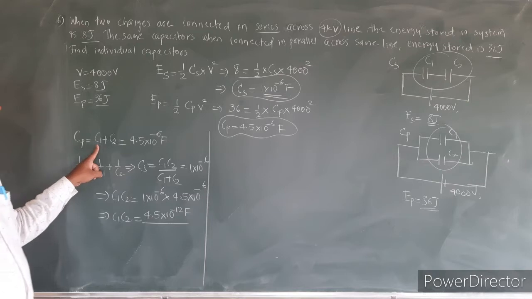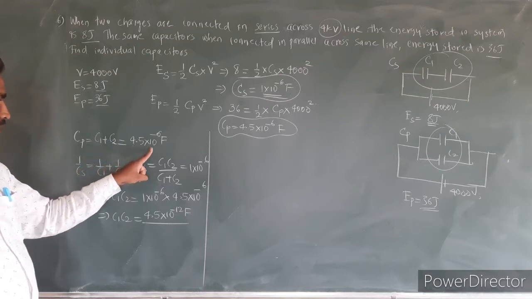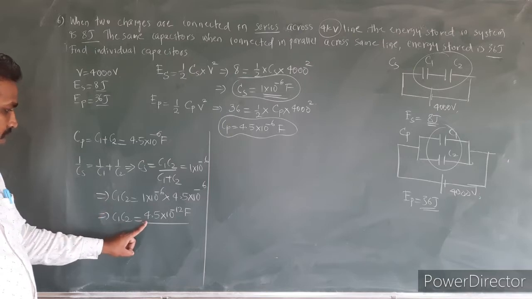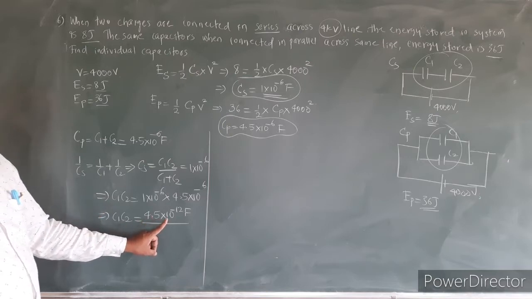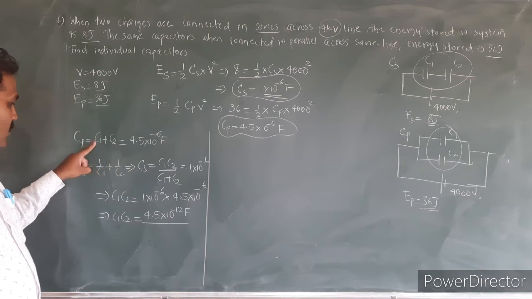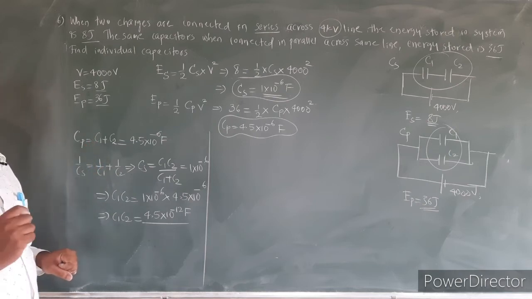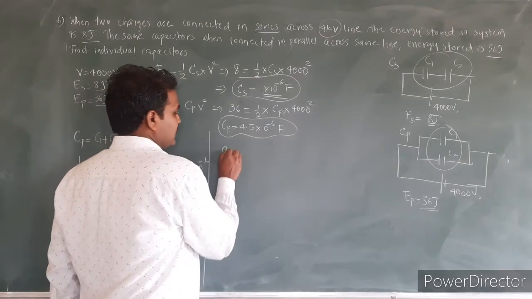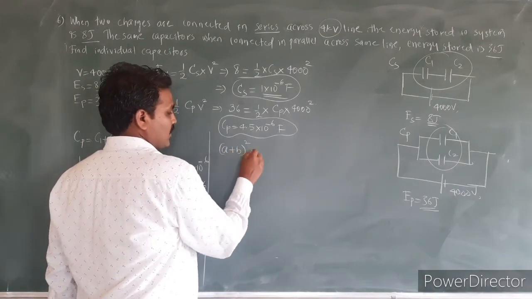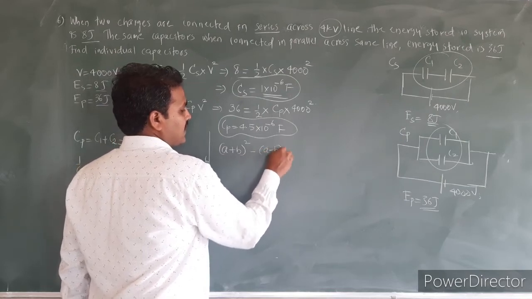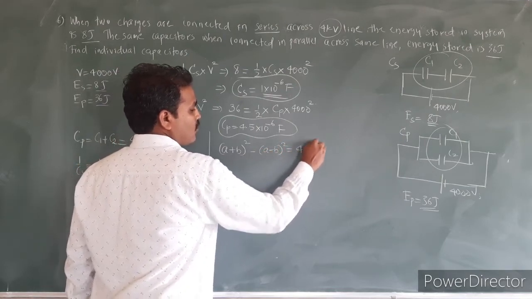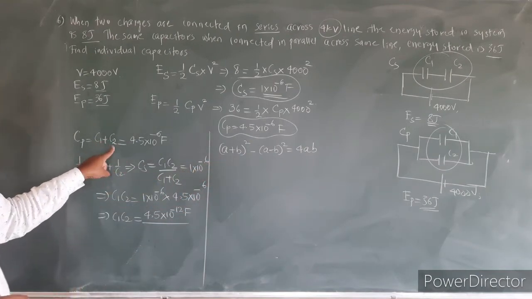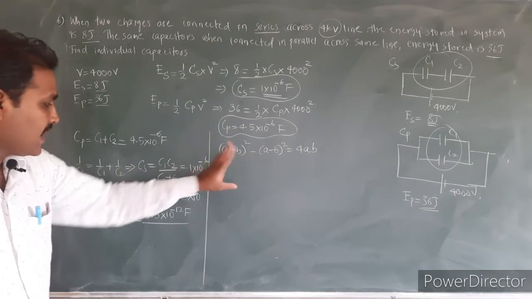Then I have two values here. C1 plus C2 is equal to 4.5 into 10 to the power of minus 6, and C1 into C2 is equal to 4.5 into 10 to the power of minus 12 farads. Using these two, I have to find the separate values of C1 and C2. We have the identity, that is (A plus B) whole square minus (A minus B) whole square is equal to 4 times AB. Here also I have C1 and C2 in place of A and B.